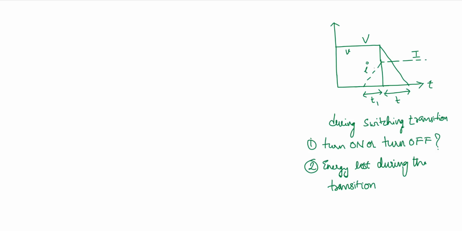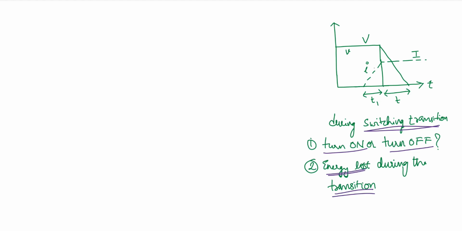In this question, the variation of voltage and current of a semiconductor device during a switching transition is given. This switching transition can be switching on or switching off. So that is the first question, whether the switching transient corresponds to turn on or turn off. The second question is to find out the energy lost during this transition.